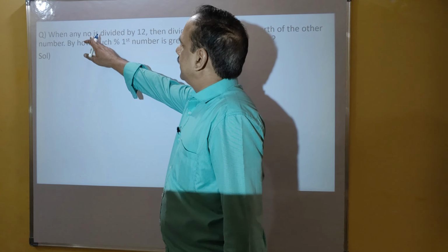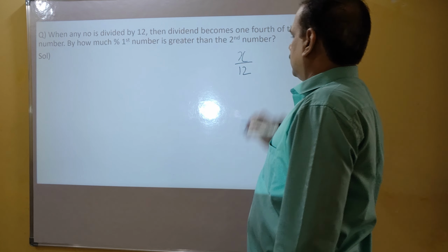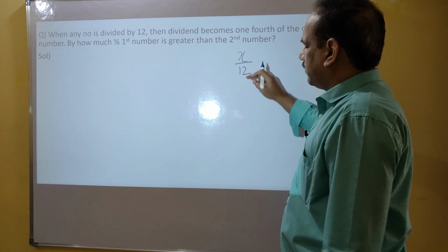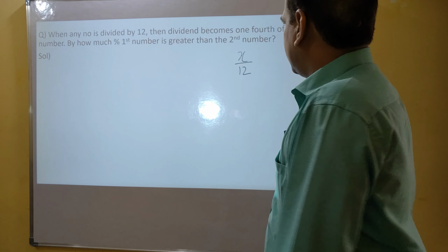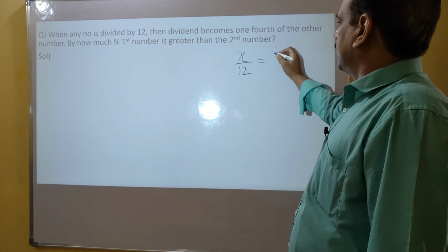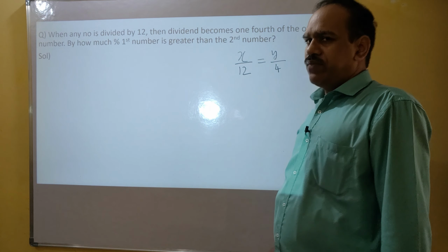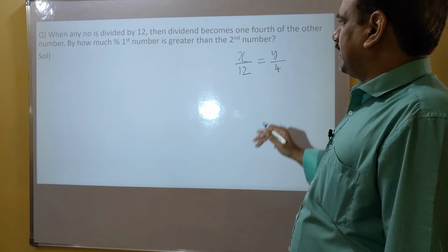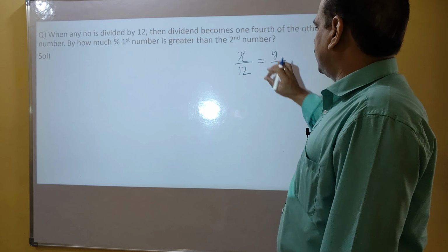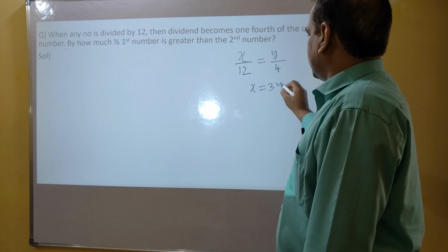When any number, suppose let it be x, is divided by 12, what is the dividend? X by 12 is the dividend. So the dividend becomes 1/4 of the other number. Let the other number be y. Then the dividend becomes 1/4 of y. So the two numbers are x and y. When the first number is divided by 12, the dividend becomes 1/4 of the other number. So from this you can write x equal to 3y.